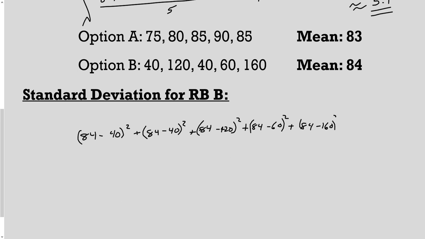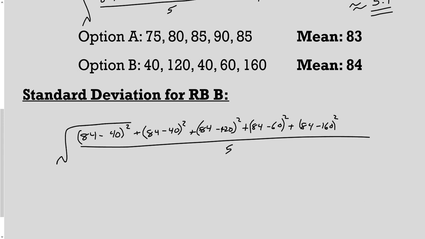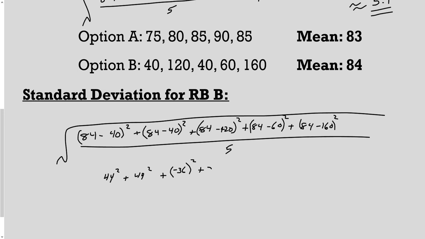Now we're going to square all of those values. That whole thing gets divided by 5 because there are 5 data points. And then we're going to take the square root of everything. So 84 minus 40, that's 44 squared. Plus another 44 squared. Then I've got 84 minus 120, negative 36 squared. 84 minus 60 is 24 squared. And then 84 minus 160 should be negative 76 squared. Divide all that by 5 and take the square root of the whole thing.